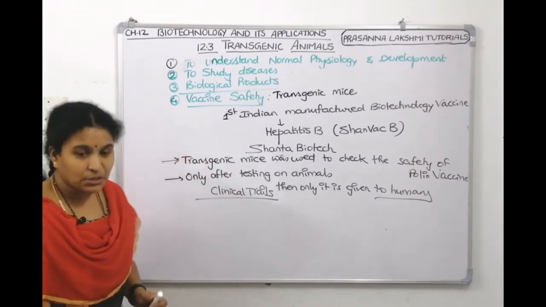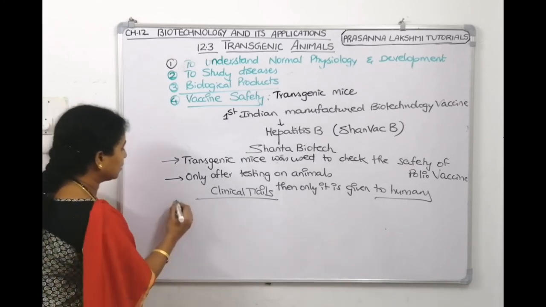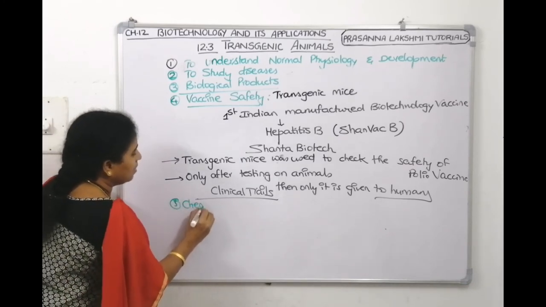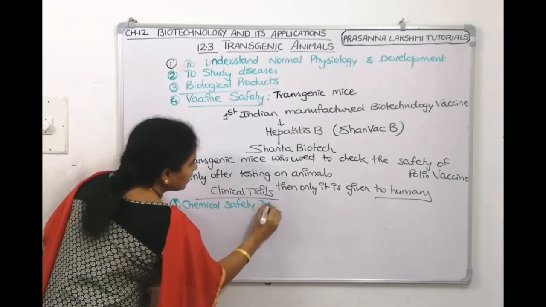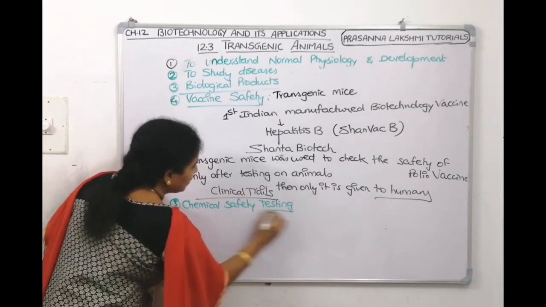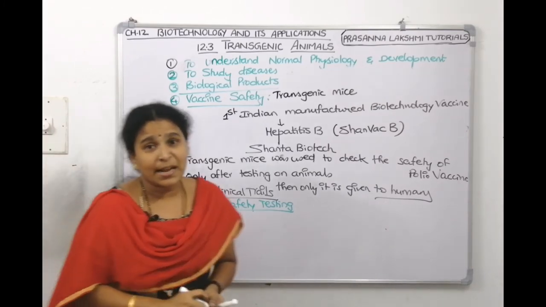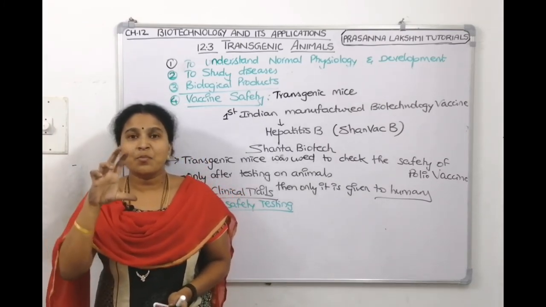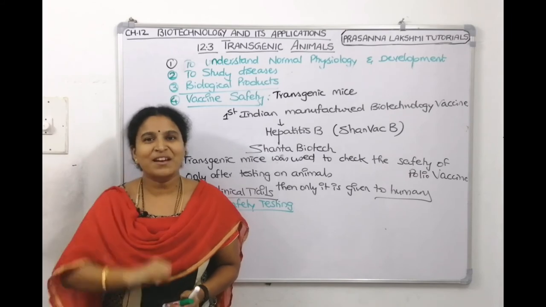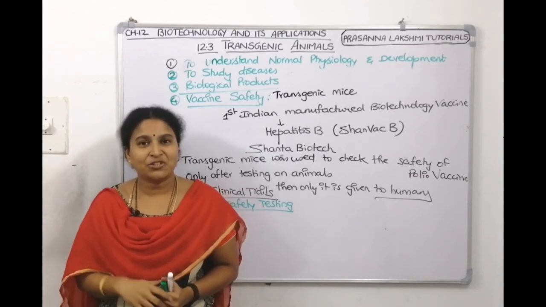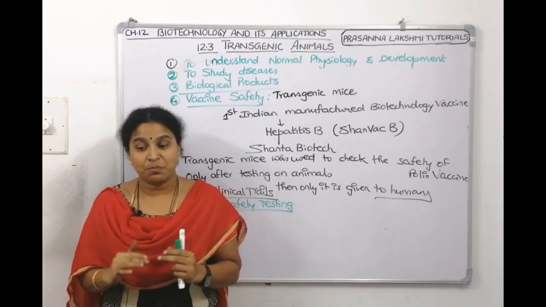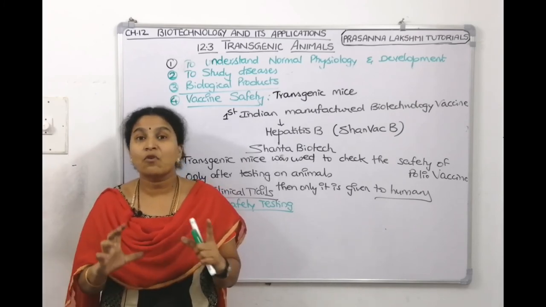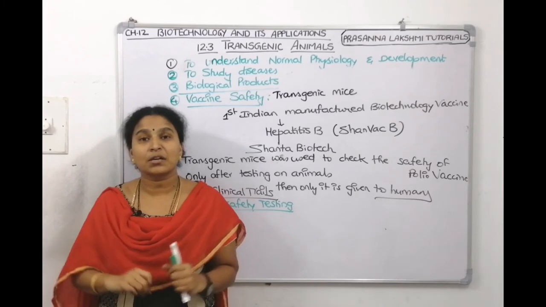The last point, what's the last point? It is chemical safety testing. Now, if you are working in chemistry labs, did you see a skull picture on an acid bottle? What do you mean by that skull picture? It's toxic. It creates burns, it creates injuries. Be away from that. So there are certain warning signs on some chemical bottles.